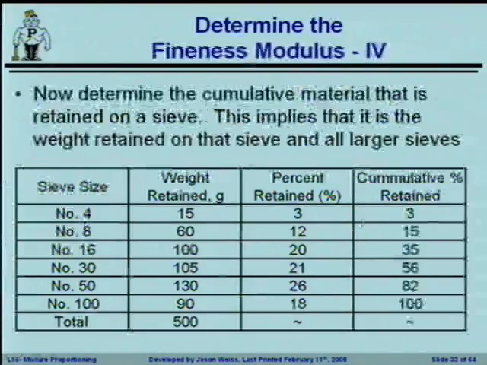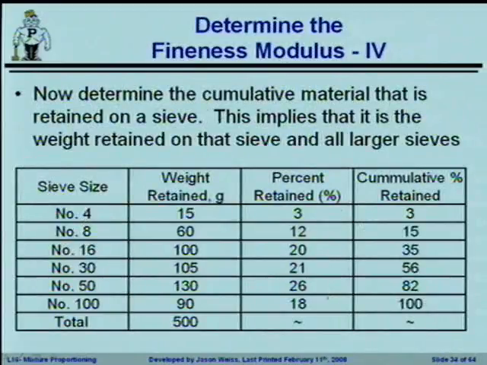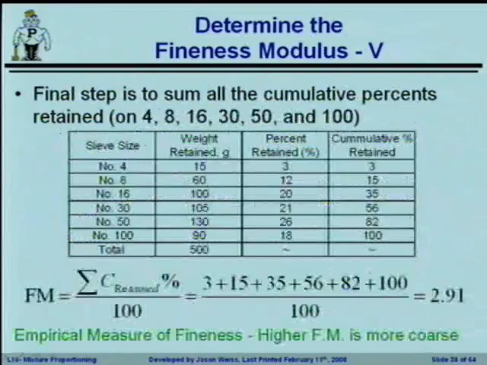Now, the cumulative percent retained is simply going to be the summation of these as we work our way down. We work our way down through the problem, and we would end up with 3%, 15%, 30% all being retained. We would sum up those cumulative values, divide by 100, and that is going to be our fineness modulus of our overall system.